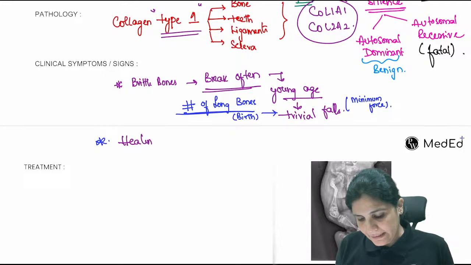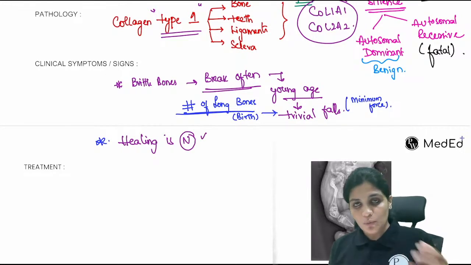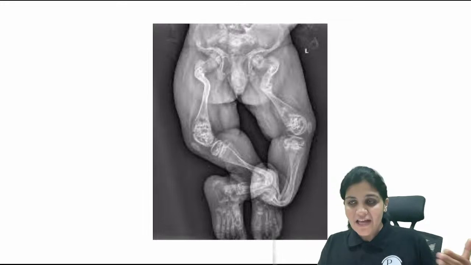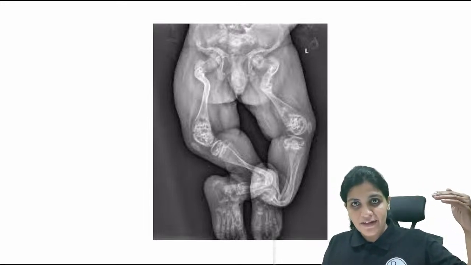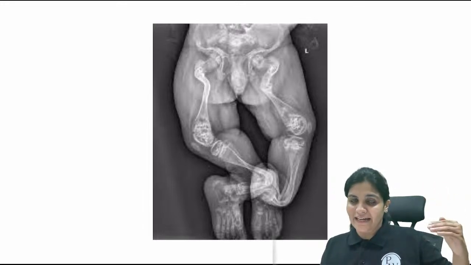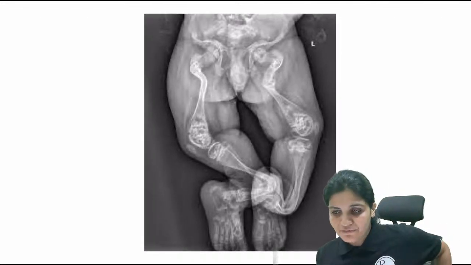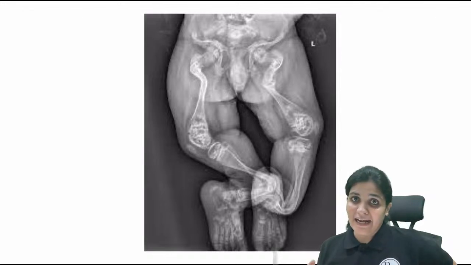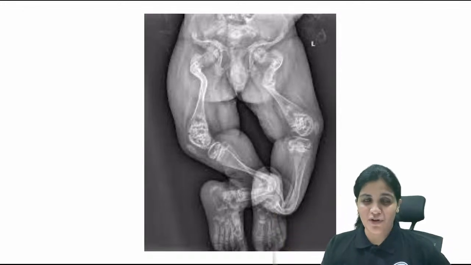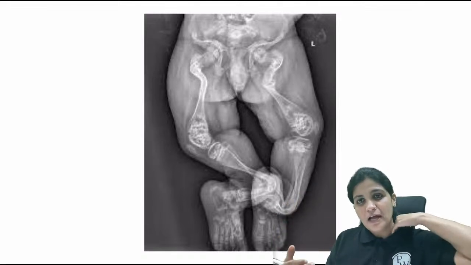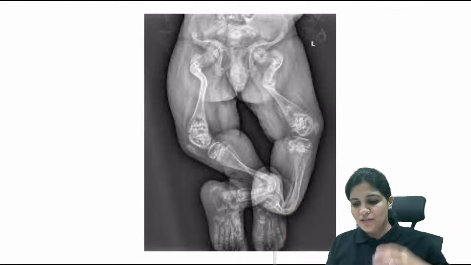healing is normal. So you will see all stages of healing. If you remember, we have discussed fracture healing. In fracture healing, first is the stage of hematoma, then soft callus, hard callus, and remodeling. If you take an x-ray of a patient of osteogenesis imperfecta, you can see all the stages in that particular x-ray, because one fracture will be healing in the stage of soft callus, another in the stage of hard callus, and one will be remodeled. So that is how you can see.